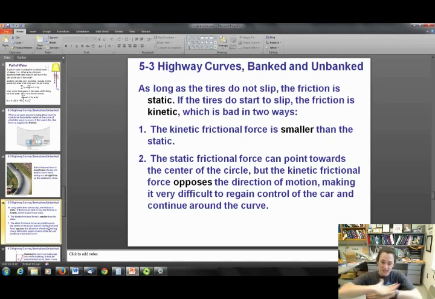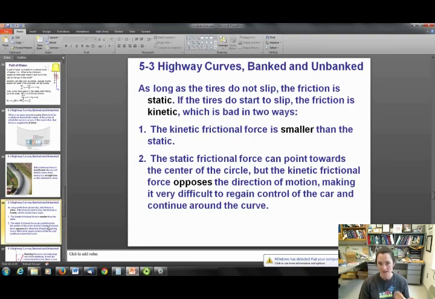If you start to skid, though, then a particular point on the tire will be dragged across the surface, and that's kinetic friction. And that can be bad for a couple of reasons. First of all, we know that our kinetic coefficients of friction are generally smaller than our static coefficients of friction. And so that means that there can't be as much kinetic frictional force supplied as static. Okay? Also, the static frictional force can point towards the center of the circle, but the kinetic frictional force opposes the direction of motion. Okay?